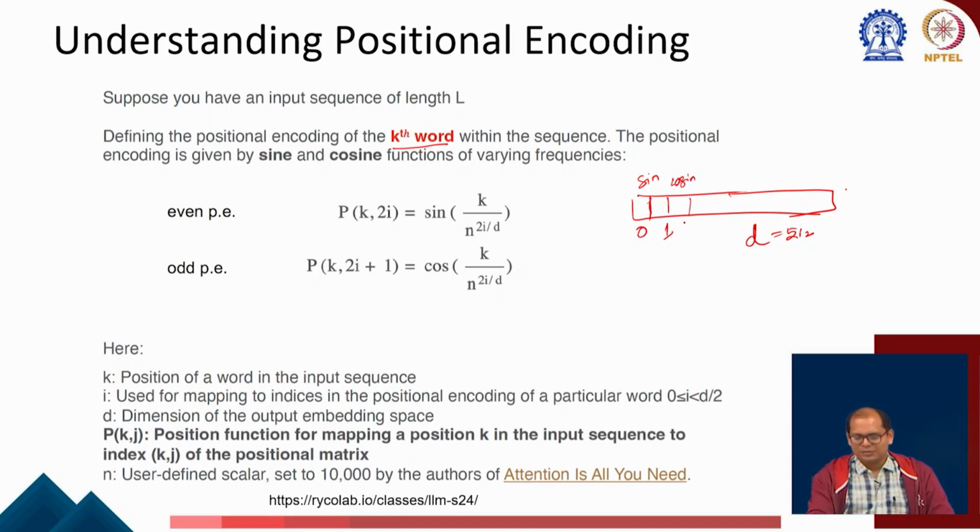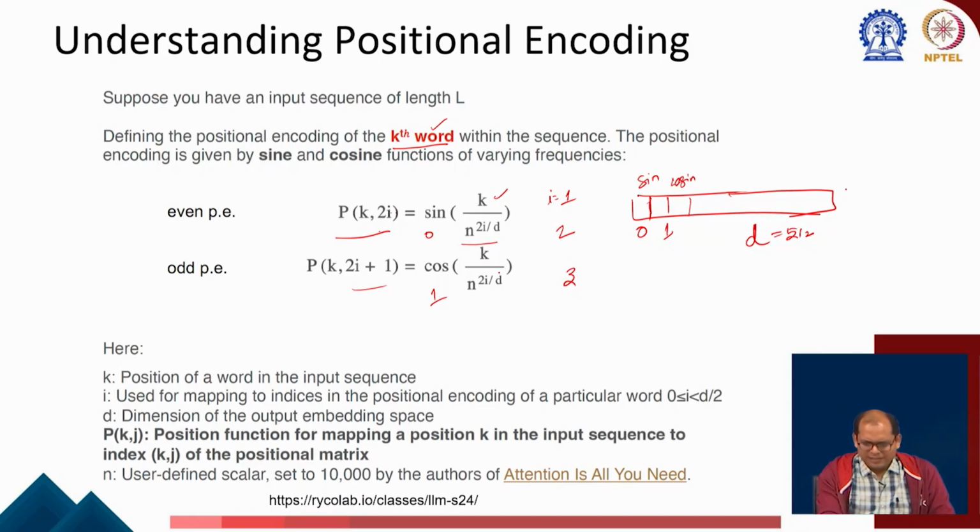And what is the value? The function is sine of k, where k is the position, divided by n to the power 2i by d. This will vary the period of the sine wave. So this is the position function. You have 2i and 2i plus 1, so you do alternatively sine and cosine. Position 0 is i equal to 0, and i equal to 1 will give you position 2. And if you do i equal to 1 here, it will give you position 3. So you will do 0, 1, 2, 3, 4, 5 with sine and cosine waves.